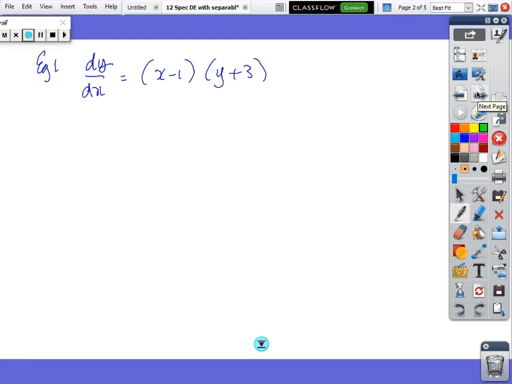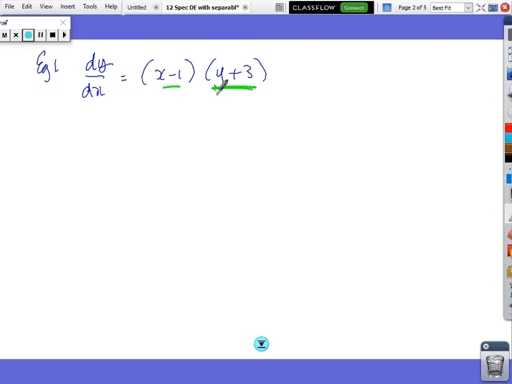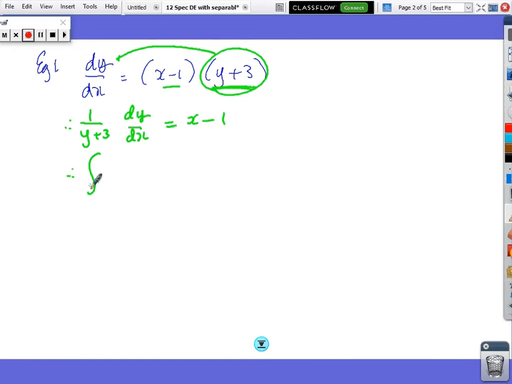Okay, so we're looking at a few worked examples. In the first one we've got the separable, this is the dependent, and this is the independent. So what we're going to do is bring this across to the other side by division. The next line would be 1 over y plus 3 dy/dx equals x minus 1. Then we take the integral of both sides with respect to x, because then the dx's will cancel out.